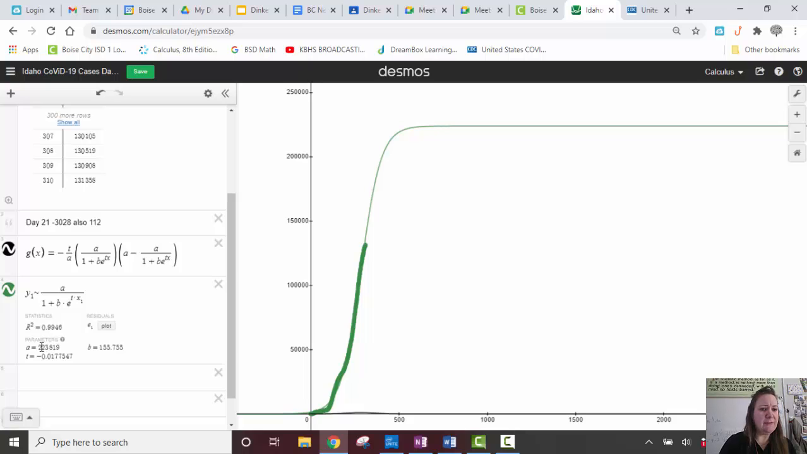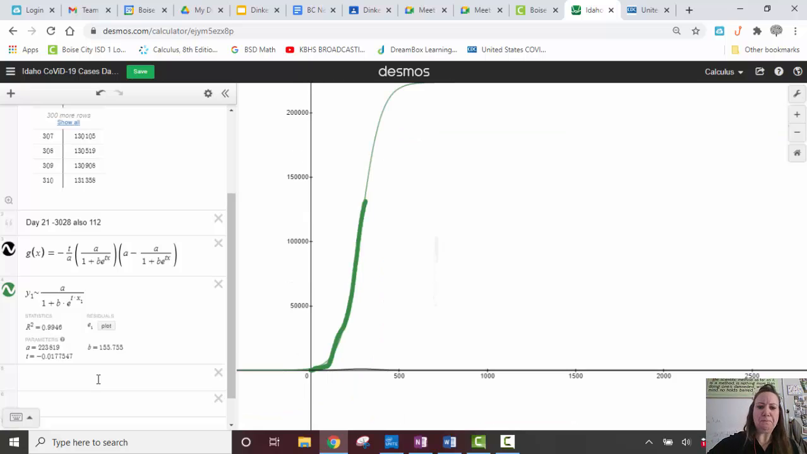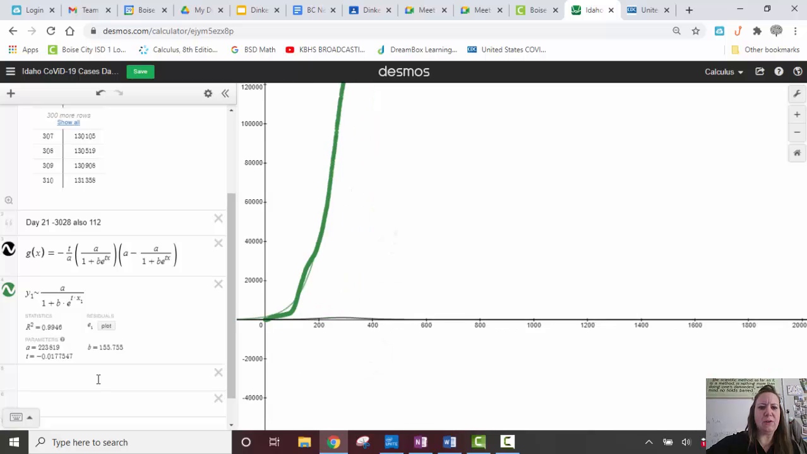So this is actually good news, because that A value that we had before was at 245, and now it's at 223, which means our carrying capacity went down, which is great, because what that really means is we're leveling off a little sooner than the model was originally predicting, which is really good news, honestly. Okay, let's look at that curve we're trying to flatten.